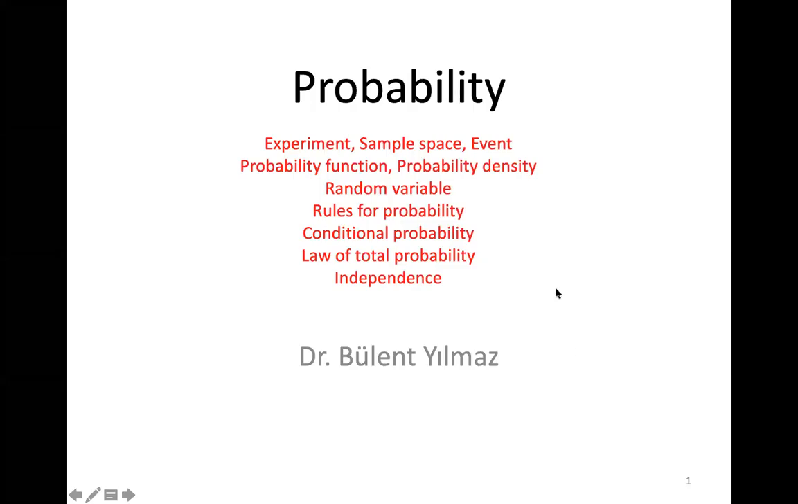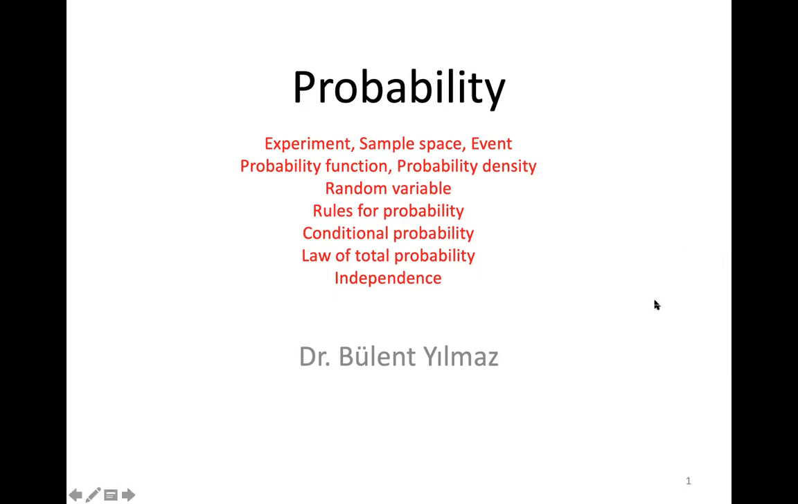Hi, this is the second chapter of our content, or book, and we will mainly start discussing probability this time. Then we will talk about some basic terminology, and then jump into the probability function and probability density, random variables, rules for probability, conditional probability, laws of probability, and independence. These are very important aspects, and I would like you to get involved in these topics in this video.